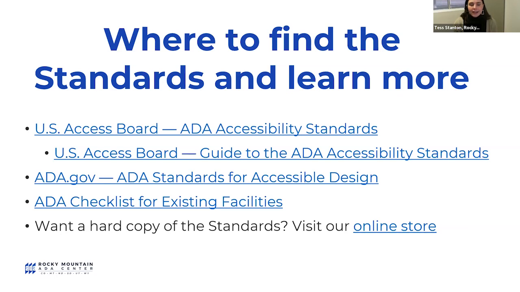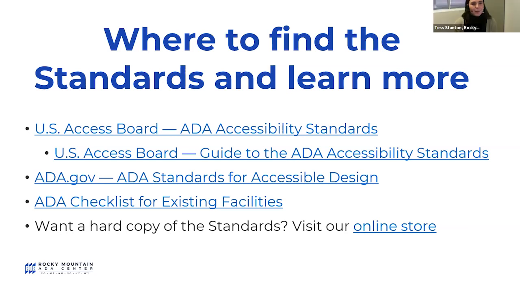You can also find the ADA standards for accessible design on ada.gov. This is the version that's published by the United States Department of Justice. This is going to be the standards in their purest form on ada.gov.